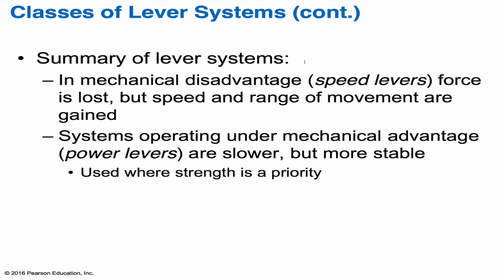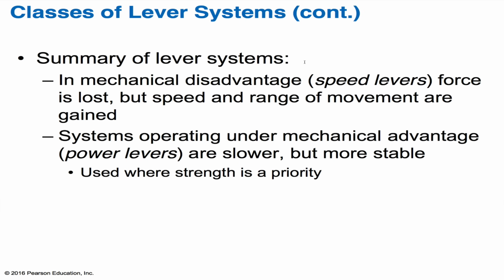In summary of the lever systems, we've learned that differences in the positioning of the three elements modify the muscle activity with respect to the speed of contraction, the range of movement, and the weight of the load that can be lifted. In lever systems that operate at a mechanical disadvantage, these speed levers, force is lost but speed and range of movement are gained.